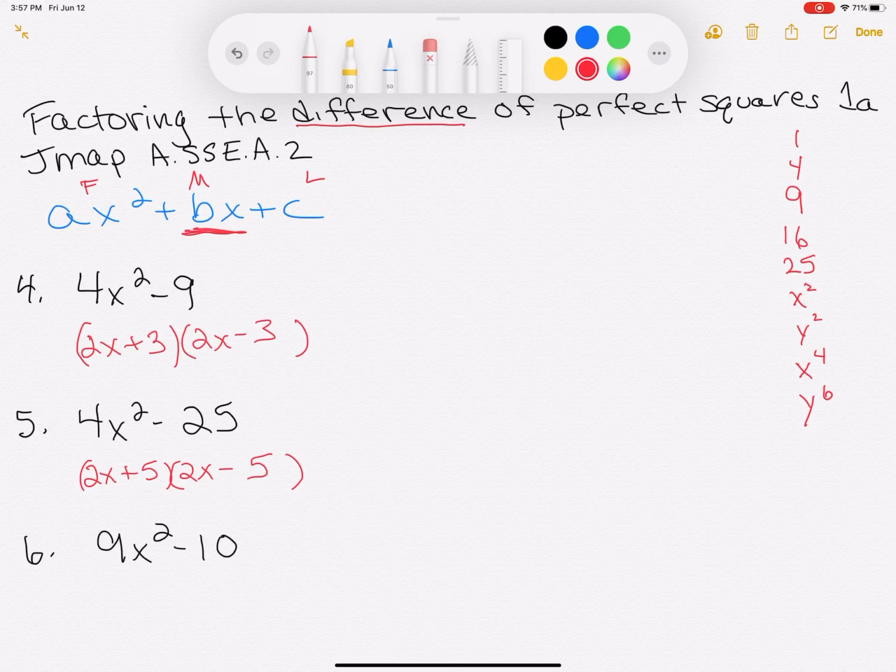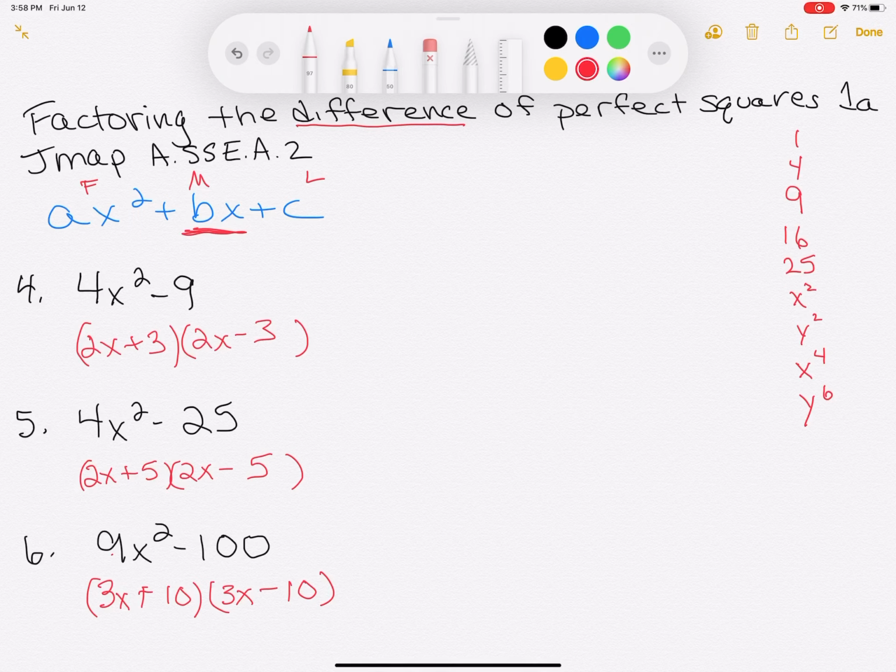And then 6, difference of perfect squares, two terms, minus sign in between. 9x squared is a perfect square. And, oh, sorry, that's 100. That is not 10x, because that wouldn't work if it was a 10. So we have 9x squared, square root that, we get 3x. Square root of 100, we get 10. And these are conjugates of each other.